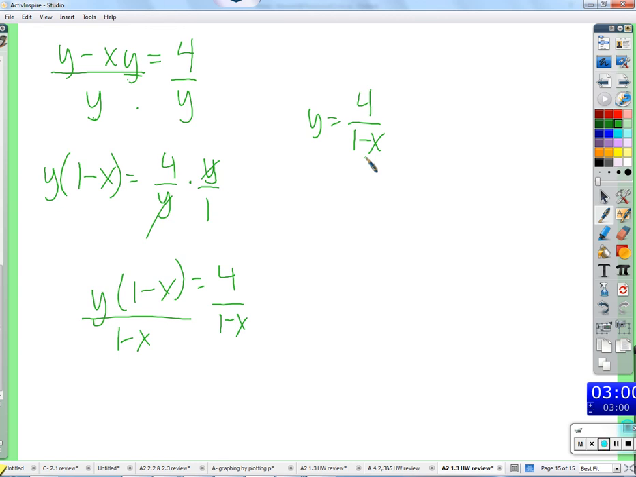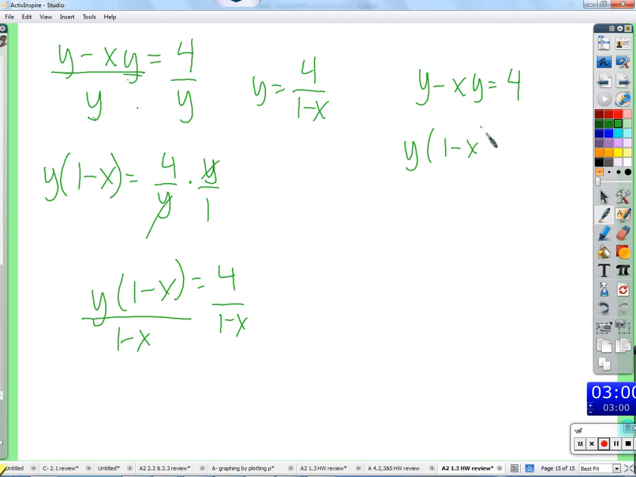Okay. So let's just start at the first step, y minus xy equals 4. I'm just going to go straight from this to this. It's got to be true, right? Because we did it, and it worked. But let's look at how we might understand that. Are these things the same? Is this the same as this? How can you prove to me that this is the same as this?